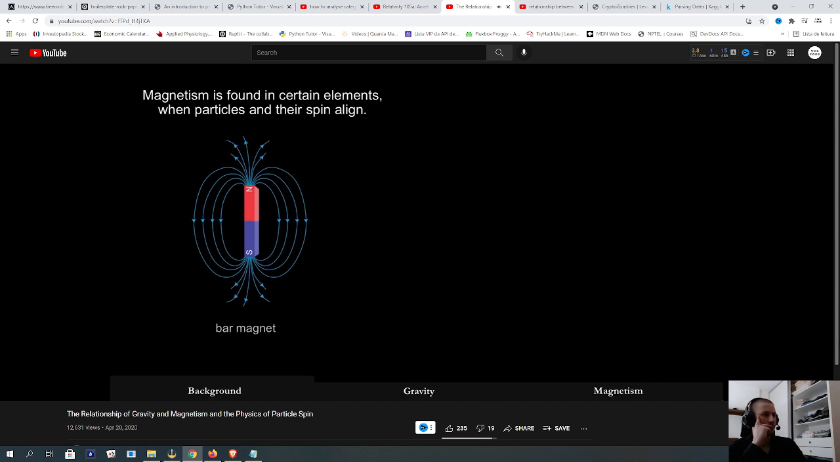And the Earth has an iron core, and you can think about an iron bar magnet, but there's other elements that are also magnetic, and they're magnetic when particles and their spin align. And so here's a bar magnet with a north and south pole, and you can see the field lines that are drawn.